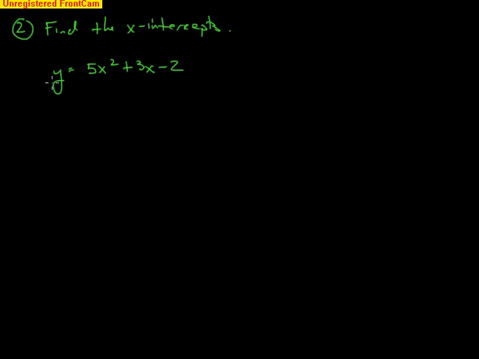This one says find the x-intercepts. And here's my graph. Here's my equation. y equals 5x squared plus 3x minus 2. Well, to do this problem, you need to know what it means to be an x-intercept. Remember, these parabolas, if they go through the x-axis, they're going to have x-intercepts right here and here. Every x-intercept has some number for its x, but then its y is always 0.